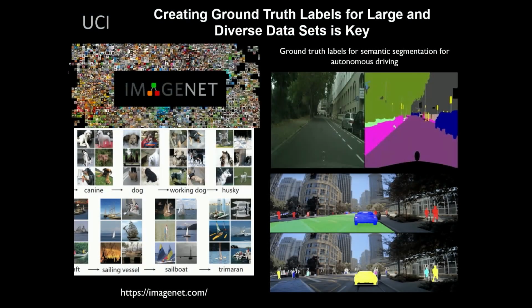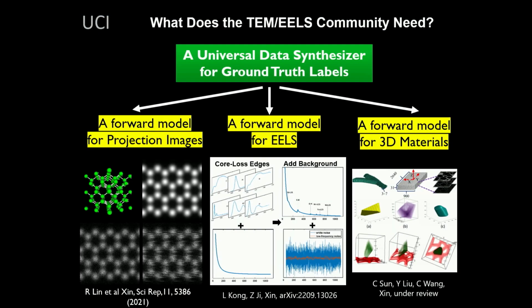So the thing is, what do we need for the TEM community? Our data are precious. Now we can take petabytes of data, but we don't have enough students to label all of them for us. So what we need is a universal data synthesizer with ground truth labels.